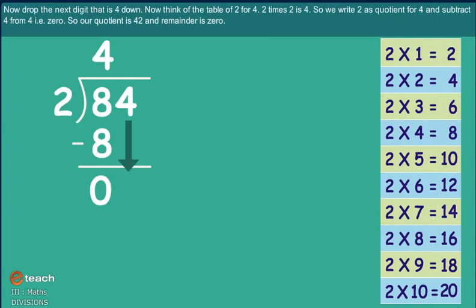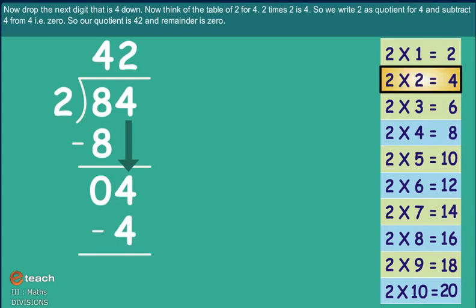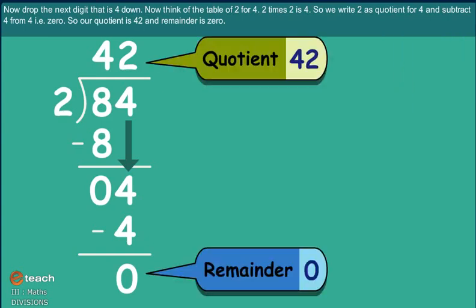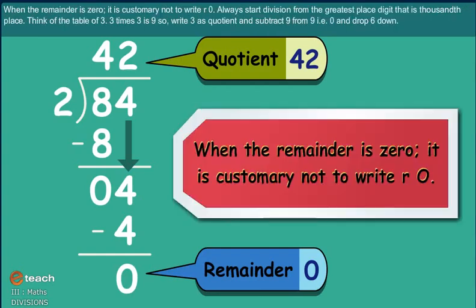Now drop the next digit, that is 4, down. Now think the table of 2 for 4. 2 times 2 is 4. So we write 2 as quotient for 4 and subtract 4 from 4 is 0. So our quotient is 42 and remainder is 0. Information box. When the remainder is 0, it is customary not to write R0.